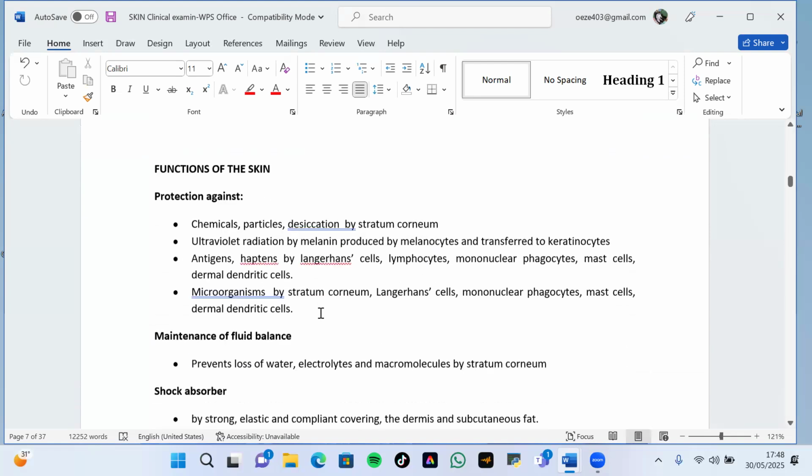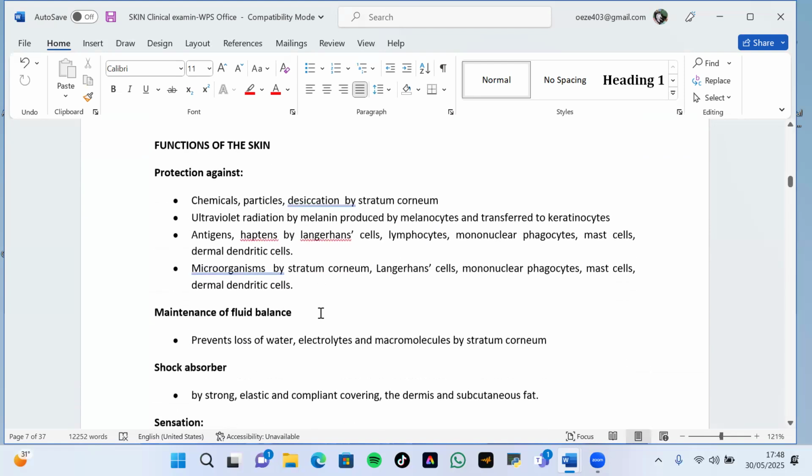Functions of the skin. One of the main functions of the skin is to protect the body against chemicals, particles, and drying. And this is carried out by the topmost part of the epidermis, known as the stratum corneum.